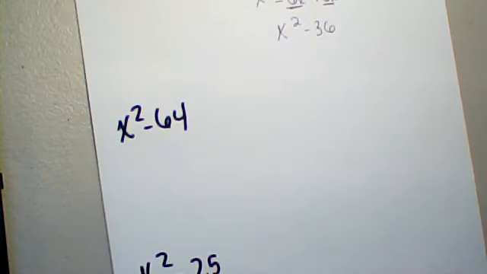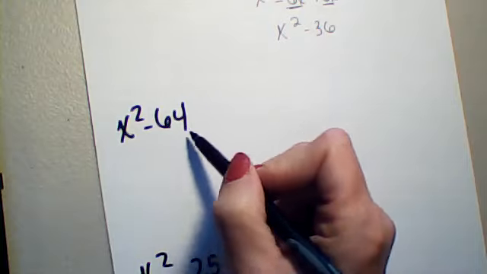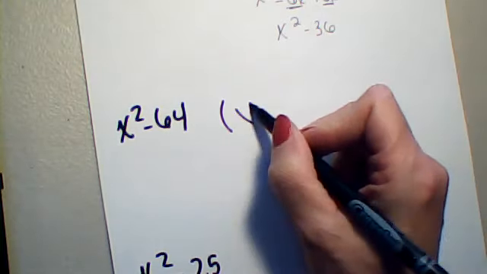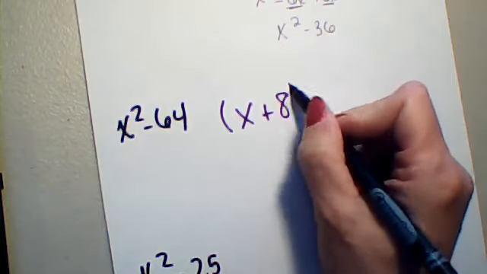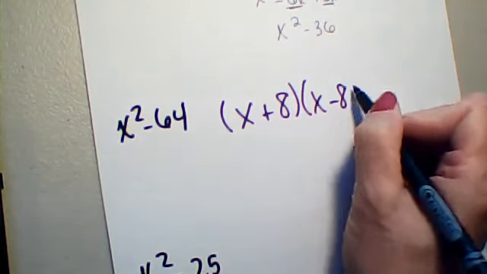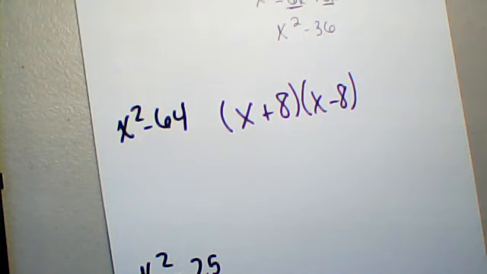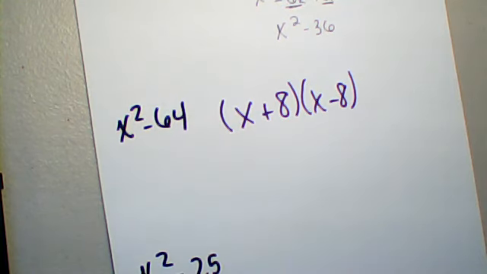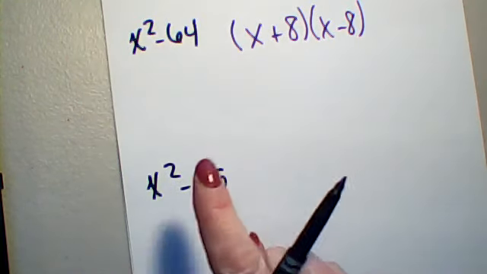X squared minus 64. Yep, 64 is a perfect square. What's the square of? Let's see. I've got x plus 8 and x minus 8. And there you go, that one's factored. Nice and easy. Again, if you want to check it, you can always multiply it out to see that you get back to that one. Difference of squares.